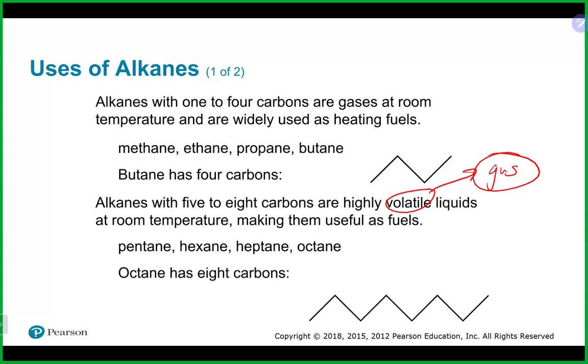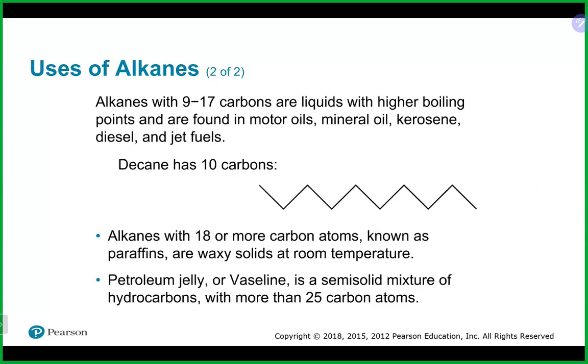And a lot of those are used for fuels, right? Octane, right? $4, $5 a gallon, whatever that octane may be. Alkanes with 9 to 17 carbons will typically have a higher boiling point. And these are things that are found in motor oil, mineral oil, and jet fuel.